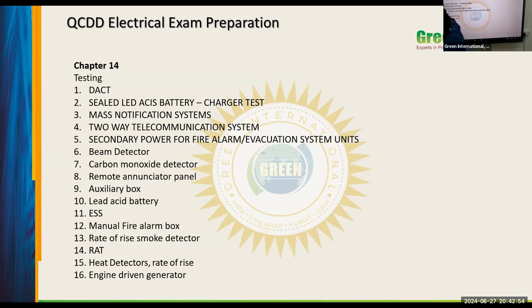Field lead acid, actually this is not LED, it is lead acid and charger test. VRLA, LA refers to lead acid battery. So here the charger test is semi-annually. Charger, VRLA, LA refers to the lead acid.